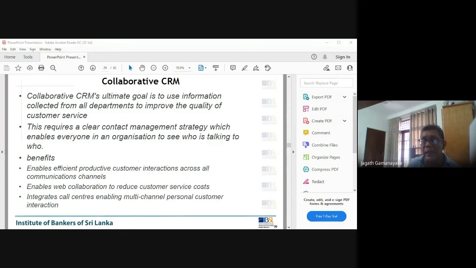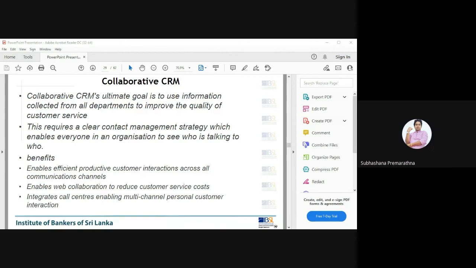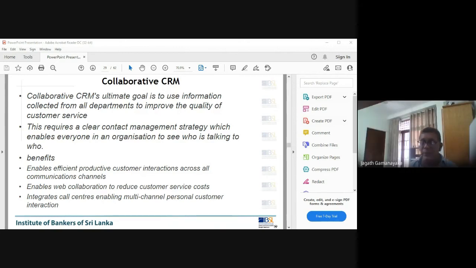Okay, clear, right? Subhashana, I think you heard, now you have a better, clearer picture. Yes, sir. Good. So in your bank, are you using these techniques? Which bank, Subhashana? It is okay to disclose.